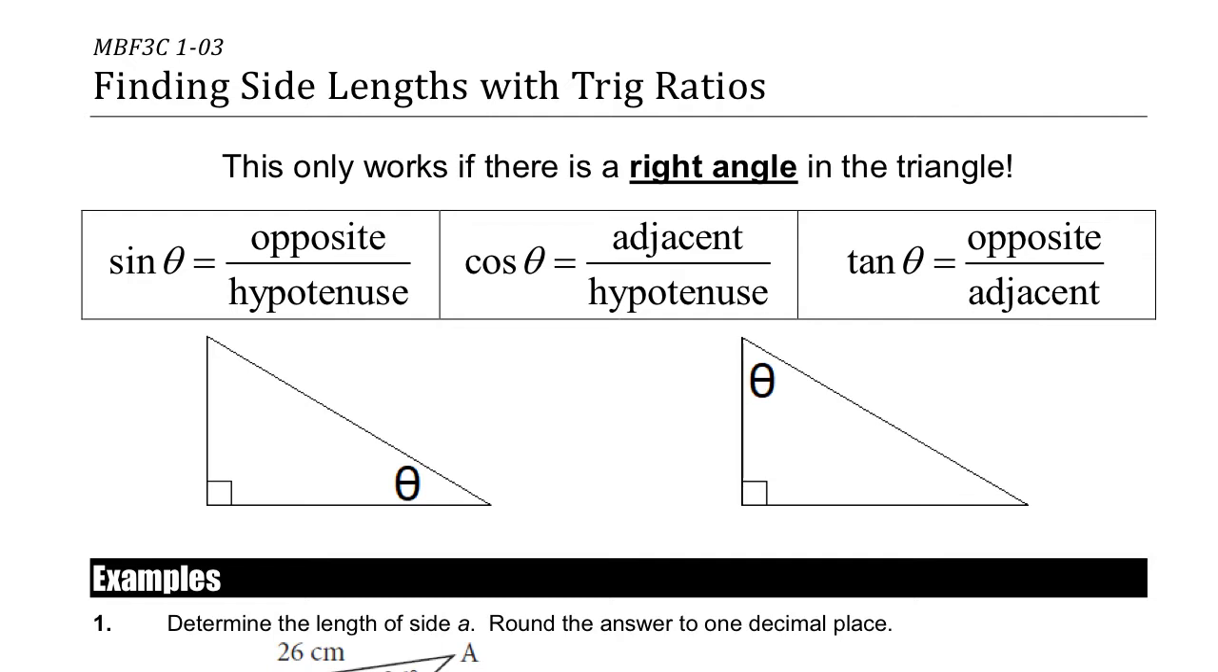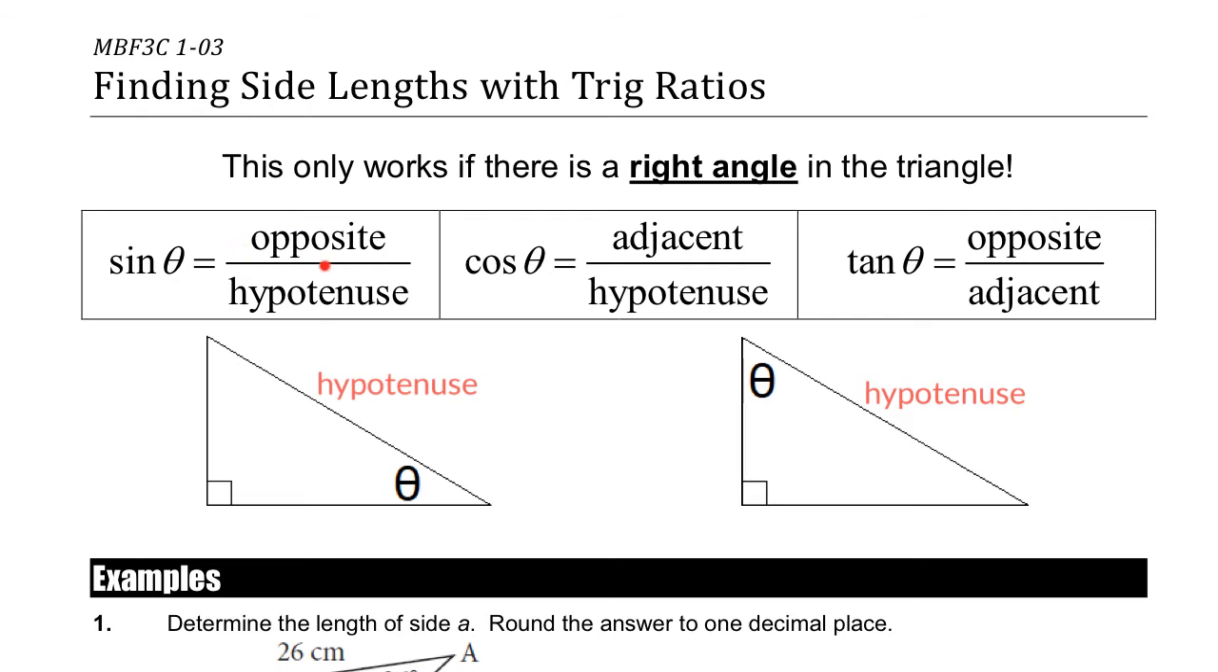Okay, so these labels. Well, hypotenuse. We covered that in the last lesson. Where's the hypotenuse? It's directly across from the right angle. So here in this triangle, this is the hypotenuse. In this triangle, this is the hypotenuse, directly across from the right angle.